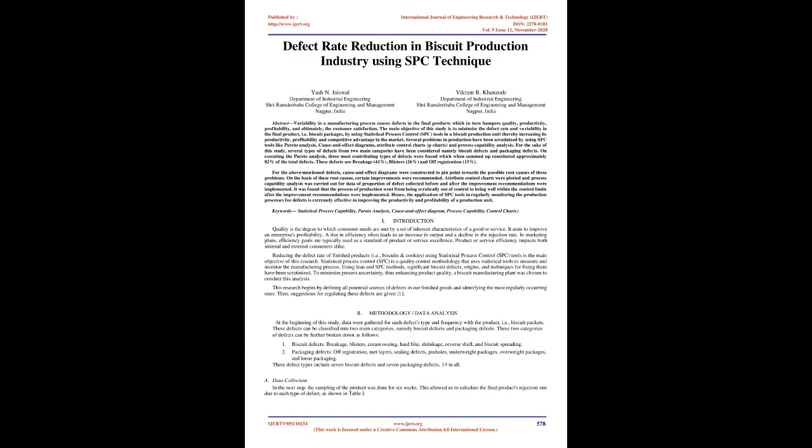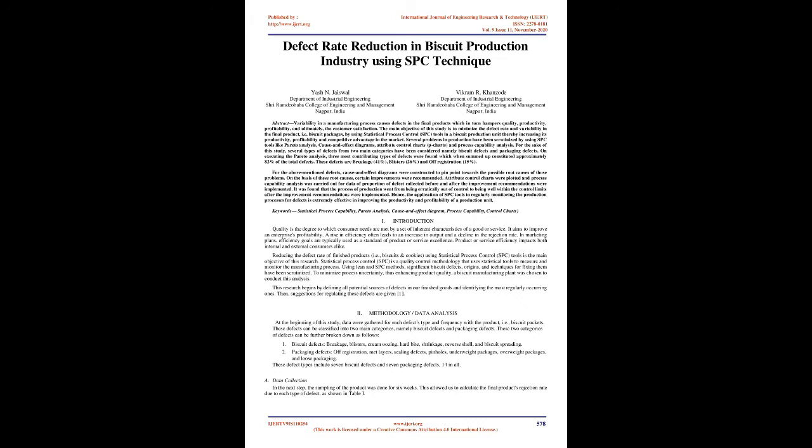Abstract. Variability in a manufacturing process causes defects in the final products, which in turn hampers quality, productivity, profitability, and ultimately, customer satisfaction. The main objective of this study is to minimize the defect rate and variability in the final product, i.e. biscuit packages, by using Statistical Process Control, SPC, tools in a biscuit production unit, thereby increasing its productivity, profitability, and competitive advantage in the market.